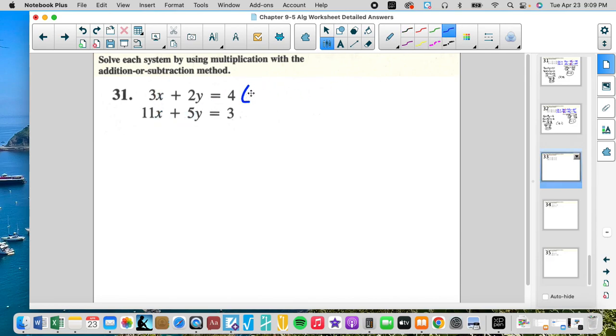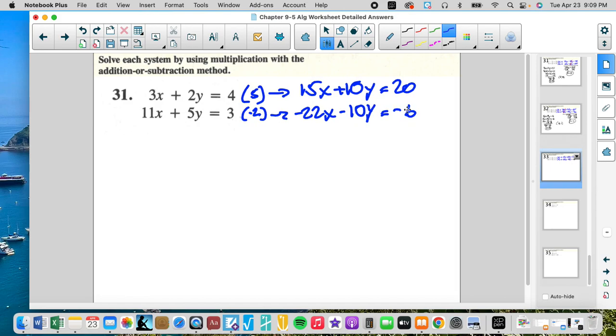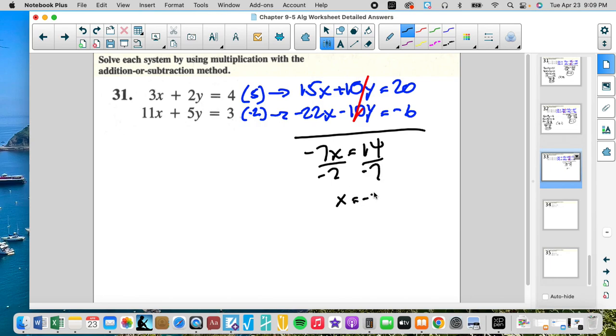We'll continue to do the easier of the two. That would be 15x plus 10y equals 20. This gives us negative 22x minus 10y equals negative 6. Y's cancel. That's going to give me negative 7x equals 14. X equals 14 divided by negative 7. X equals negative 2.